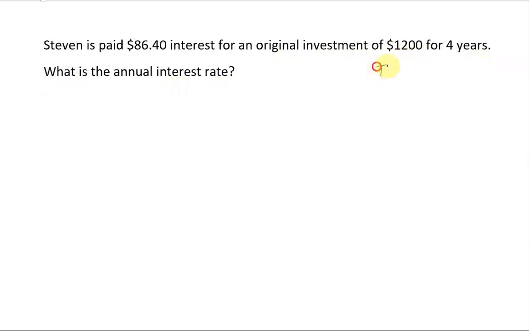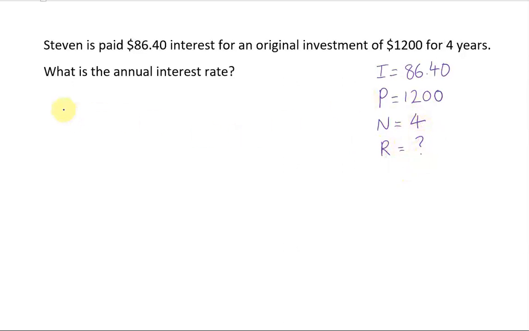So what do we know? We know the interest was $86.40. We know the principal investment, the original investment, was $1,200. We know the number of investment periods was 4 years. It's invested for 4 years. And we want to know what the rate is. What is the interest rate?